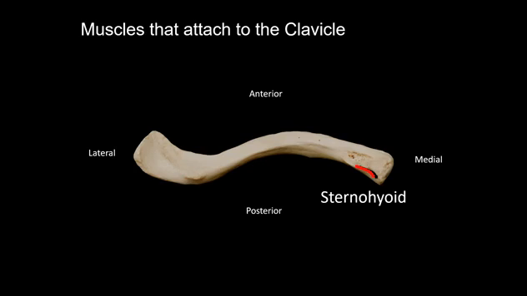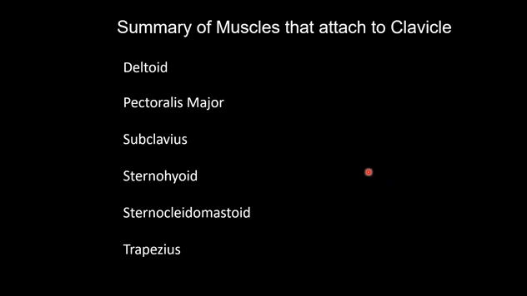So finally, we have the sternohyoid muscle, which stretches from the small hyoid bone towards the neck and then the sternum. So you can see it finds its attachment here. This is actually the sternal attachment at the medial part of the clavicle as well. So this is just to show you a summary of the muscles that attach to the clavicle, and for you to have a picture memory.